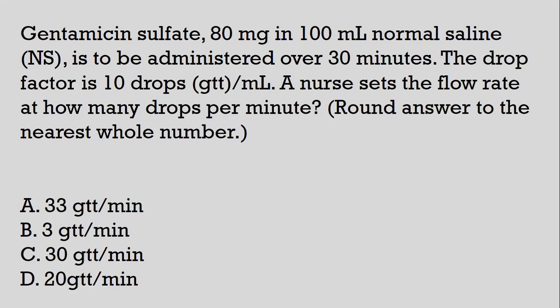So our volume is always going to be in what? ml. And our time always has to be in what? Minutes. So we have 100 divided by 30 times 10. And then we're rounding to the nearest whole number because you can't give a partial drop. 33. Everybody get 33? Yes. Good.